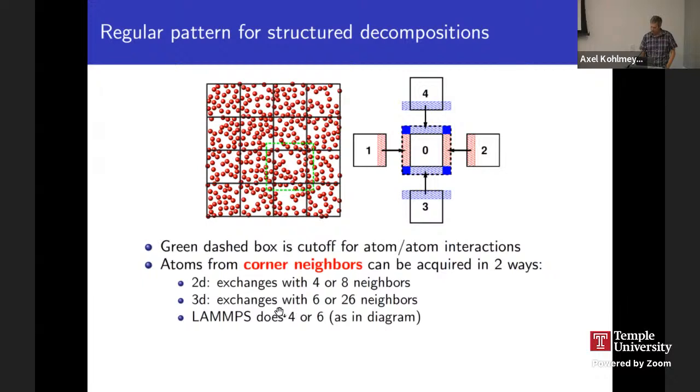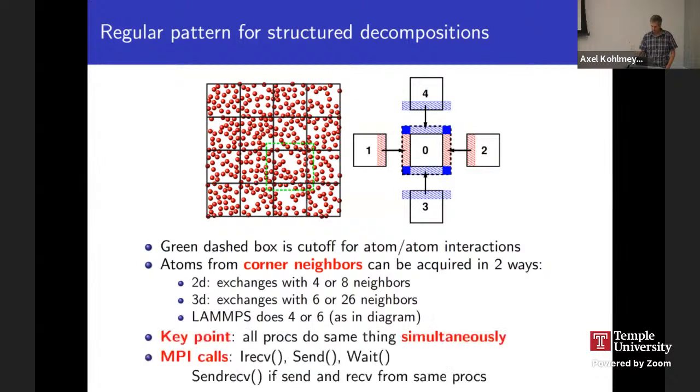So LAMMPS chooses to do the 4 and 6 for these regular domains because we've typically found it faster, at least on CPUs. We're actually experimenting on GPUs to see if doing the corner communication a different way, by just communicating directly with the processors, might be faster for GPUs. So any questions about that? Did that make sense? Okay.